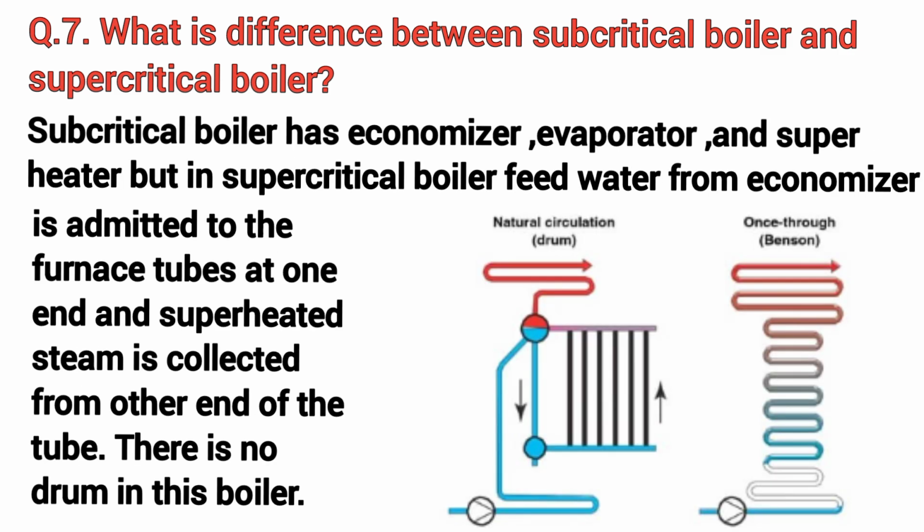Subcritical boiler has economizer, evaporator and superheater, but in supercritical boiler feed water from economizer is admitted to the furnace tubes at one end and superheated steam is collected from other end of the tube. There is no drum in this boiler.